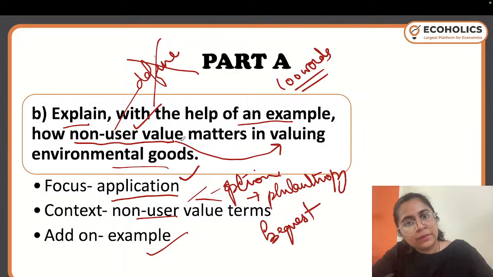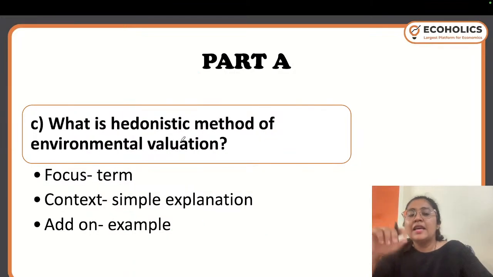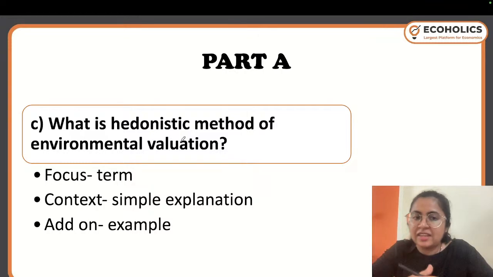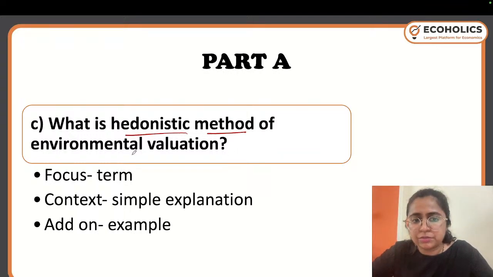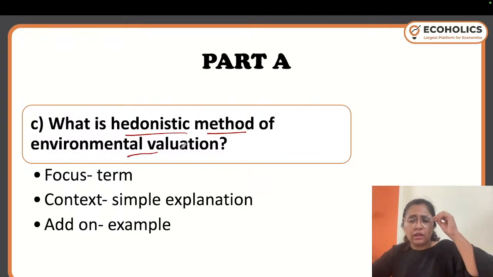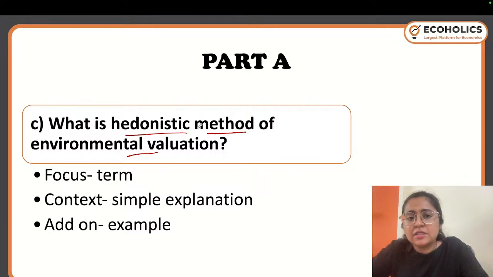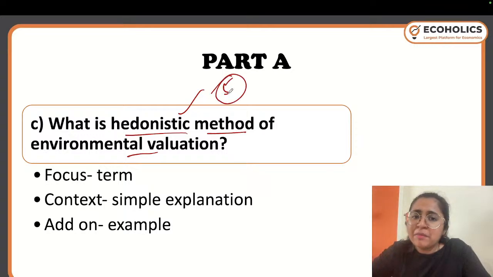Now question number C, again an environmental economics question. What is the hedonistic method of environmental valuation? Now a couple of students might think that valuation methods are asked in 5 markers, so we had studied so much and they have asked only in a 5 marker.